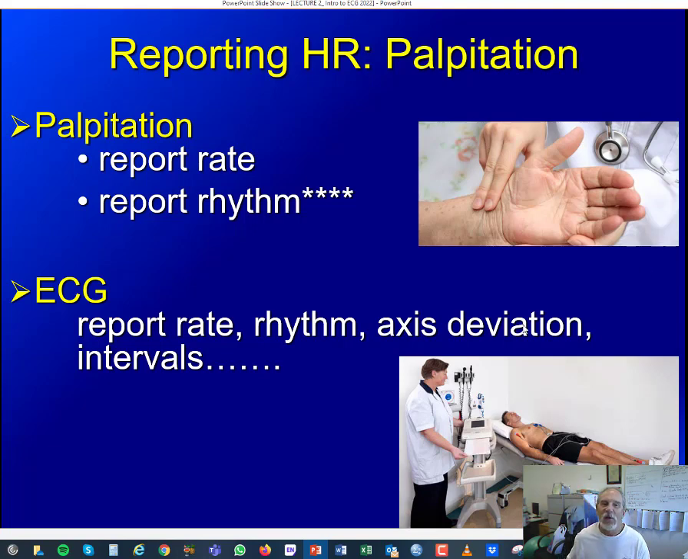On the ECG, you'll always report the rate. As I mentioned, most of them show up there. The rhythm: is it normal? Do they have any ECG arrhythmias, axis deviation, and intervals?